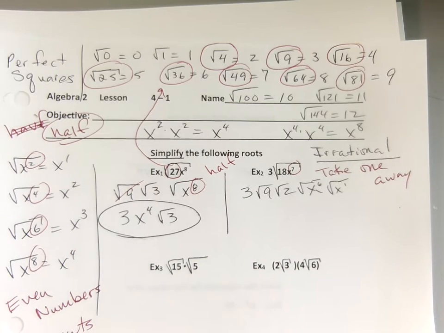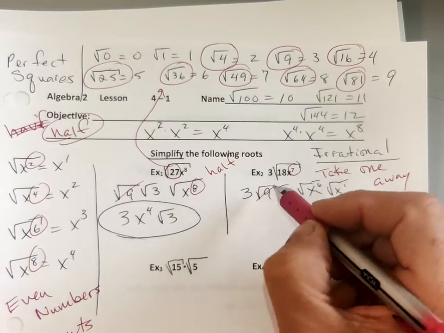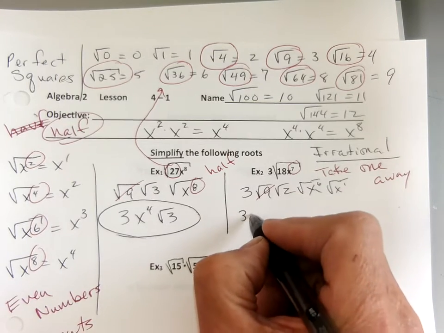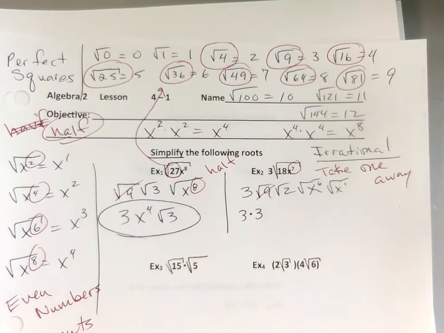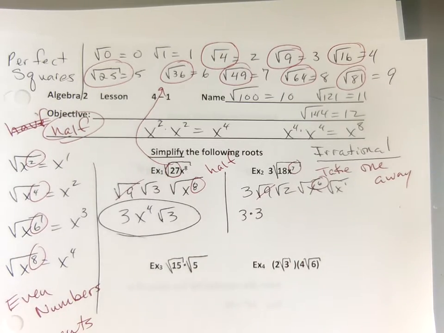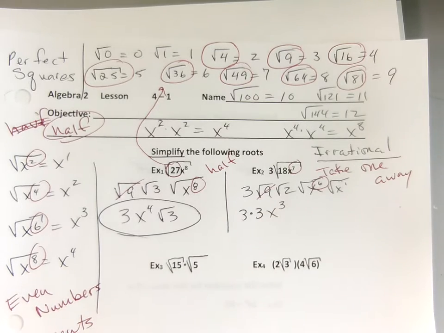Now I can't take the square root of everything, but I can take the square root of some things. So I look at it. Square root of 9 is 3. I know that. So I'm going to go, okay, this 3 times square root of 9 is also 3. So I'm timesing it. I'm going to take half my exponent. So half of x to the 6th is x to the 3rd. And then that's all I can do.